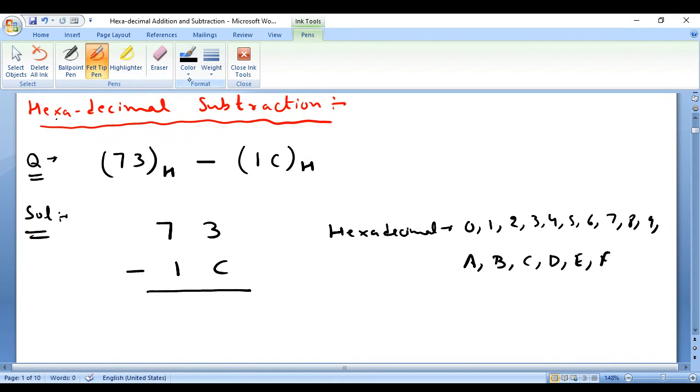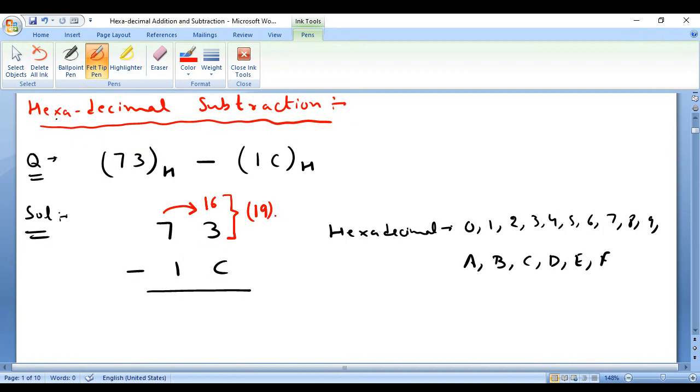Okay. So 3 minus C in the first digit, if you see this is 3, this is C. You can't subtract C out of 3. So obviously you have to take 1 as the borrow. But in case of the hexadecimal system, whenever you take a borrow, the borrow will be 16, because it is a hexadecimal system. As in the decimal system we studied in the earlier classes, the borrow was 10, but here 16 will be the borrow. And now 16 plus 3 will become how much? It will be 19.